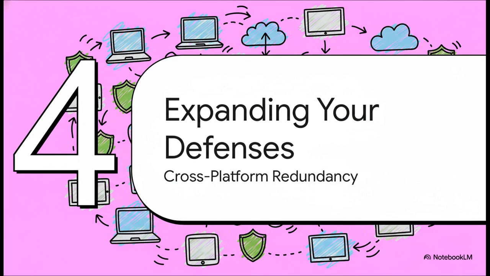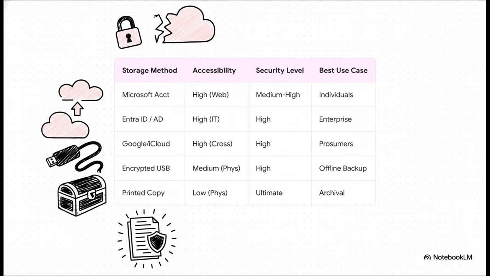Well, this is where we expand our defenses beyond a single device or a single company. We're going to use something called cross-platform redundancy. This storage resiliency matrix just lays out all our options perfectly. Look, relying only on your Microsoft account, that's a huge vulnerability. What happens if you get locked out of that account? True resilience means having at least one cloud backup, say in a Google or an iCloud vault, and at least one completely offline physical backup. And just notice the security level for a printed hard copy. Ultimate. Yeah, I'm talking about good old-fashioned paper.